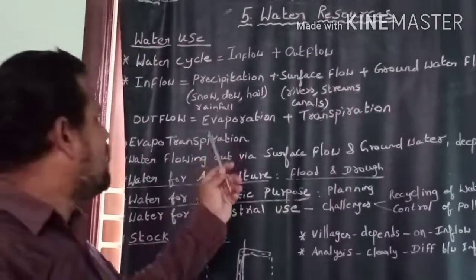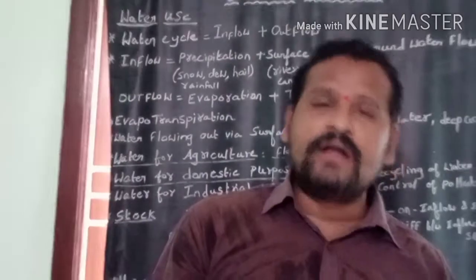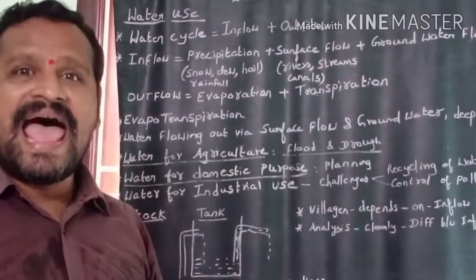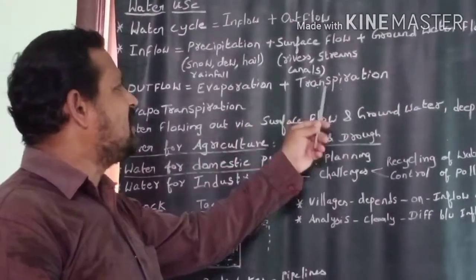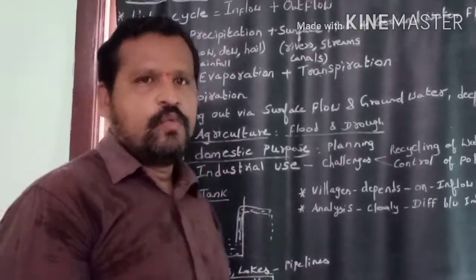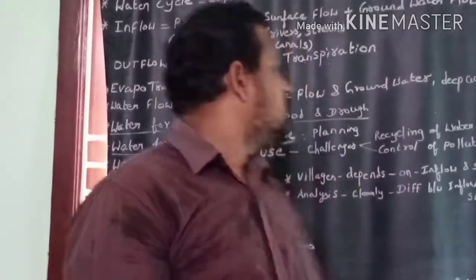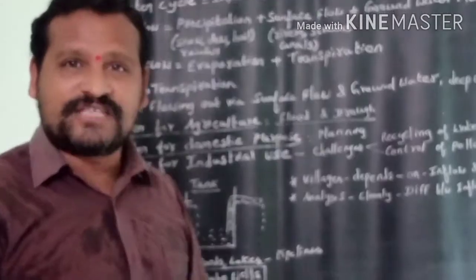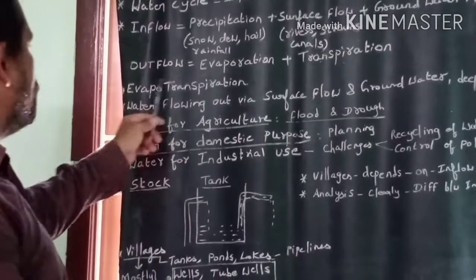What is meant by evapotranspiration? The total amount of water vapor added in the atmosphere through the evaporation process and the transpiration process is called evapotranspiration.